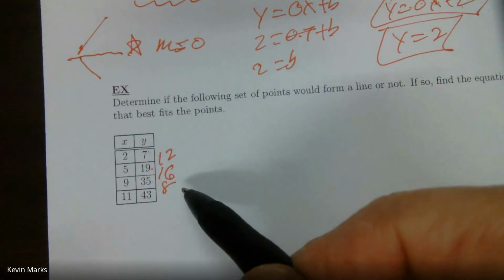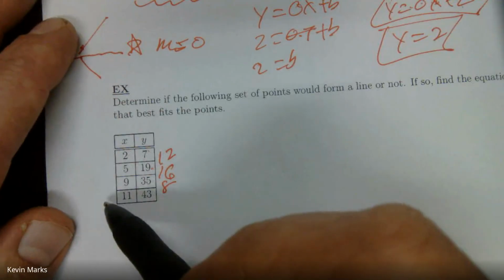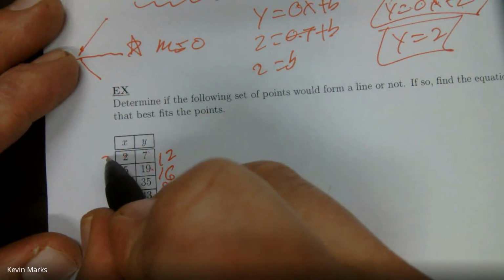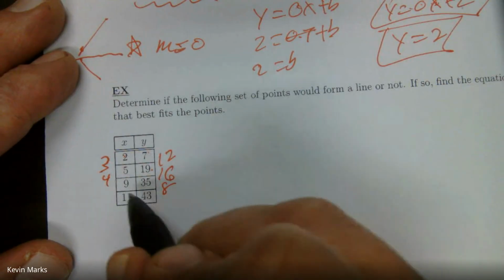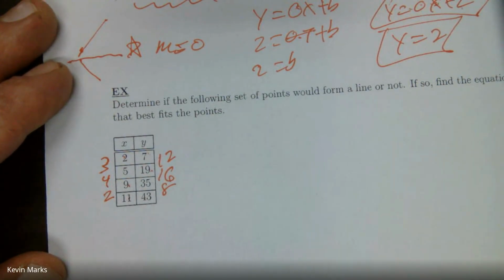Like before, it's easy to see, oh, look, they're all 2, okay? But here, they're all over the place. But so are these. Because check this out. From 2 to 5 is up 3. From 5 to 9 is 4. From 9 to 11 is 2, okay?